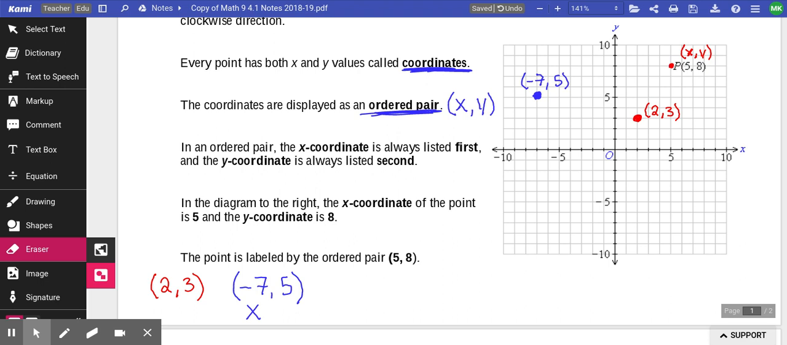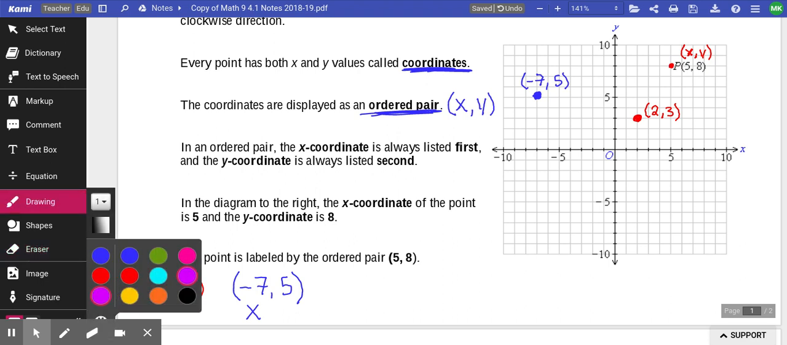So you can try to draw them on your own. I want you to try to go to -4, -6. And then I want you to try to write out +8, -2.